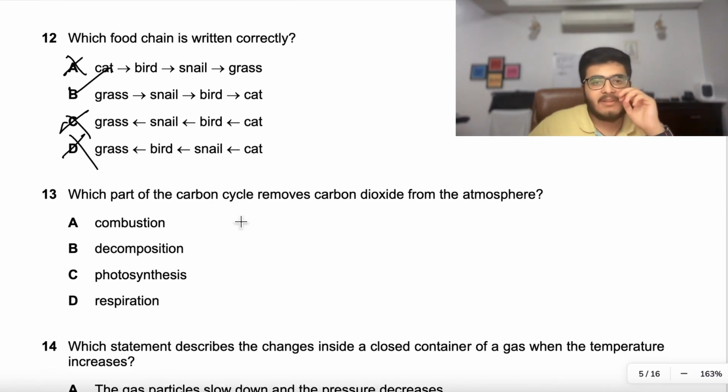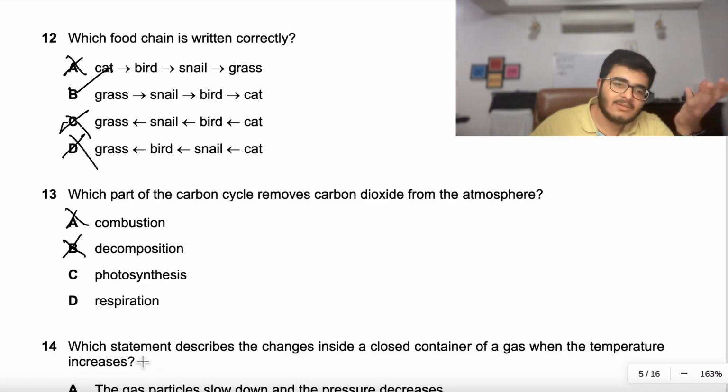Question number 13. Which part of the carbon cycle removes carbon dioxide from the atmosphere? We need to see a process which is taking in carbon dioxide as a reactant and producing something else as a product. Combustion. No, combustion produces carbon dioxide. Right, so this is chemistry. B, decomposition. No, decomposition is also responsible for releasing CO2. Respiration, we don't know if they're talking about aerobic or anaerobic, but CO2 is produced, so D is also not correct. So C is the correct answer.